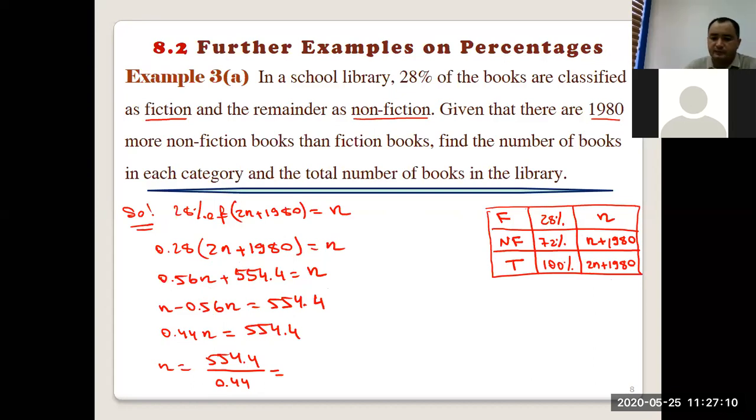All right. So everything's okay, I think. 554.4 divided by 0.44 is equal to 1260. Okay. So now we can write our answer.